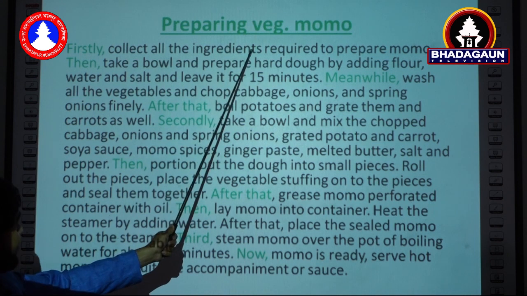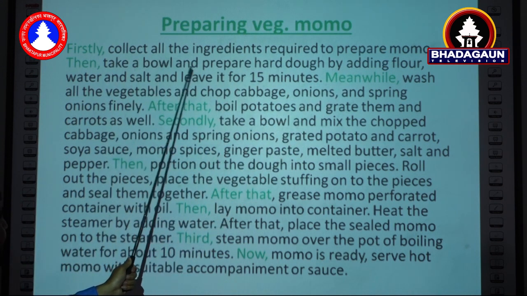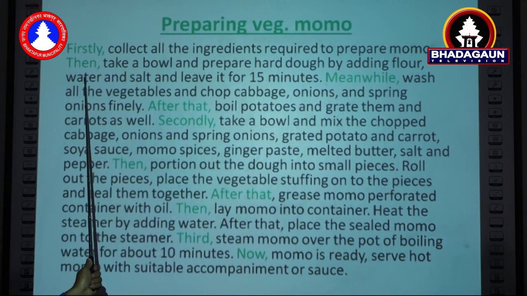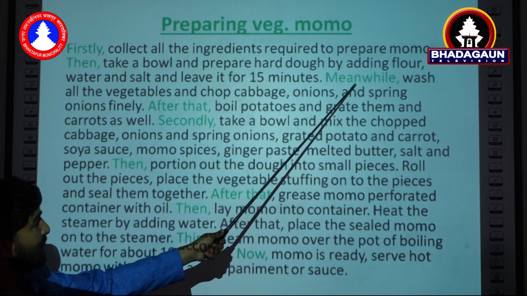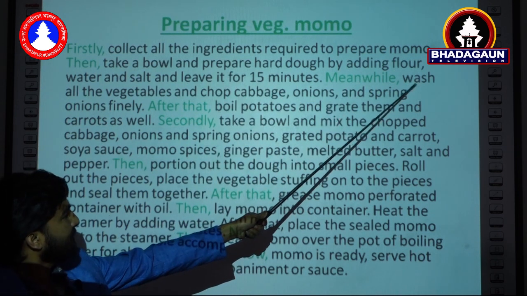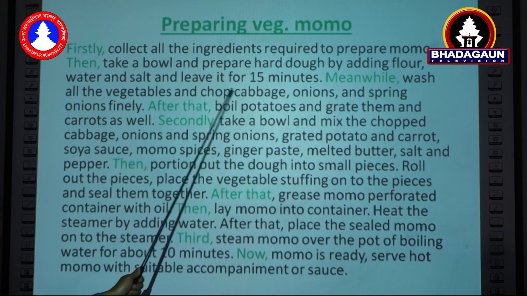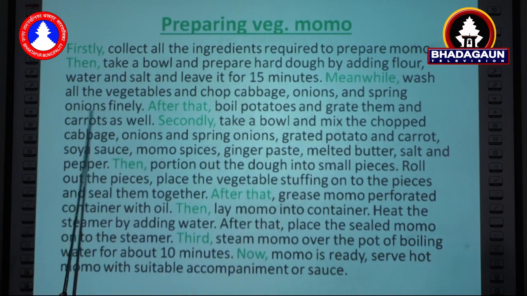First, collect the ingredients required to prepare the momo. Second, take a bowl. First of all, you have to take a bowl and prepare dough, adding these three things: flour, water, and salt. Leave for 15 minutes. At the same time, you will do the next step: wash the vegetables and chop. First of all, wash all the vegetables, and then chop cabbage, onion, spring onion, which means green onion, finely, very nicely.